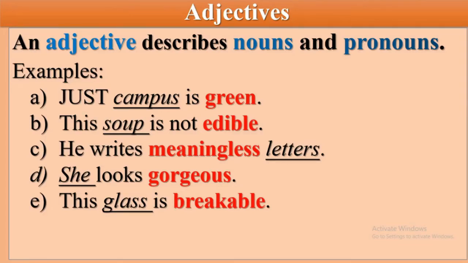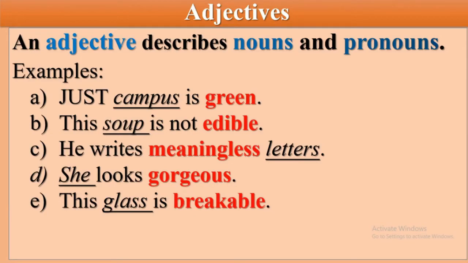Third example, he writes meaningless letters. In this sentence, meaningless is an adjective because it has modified the noun letters. So how are the letters? The letters are meaningless. Fourth example, she looks gorgeous. So how does she look today? She looks gorgeous. So how is she? She is gorgeous. In this sentence, she is a pronoun and it has been modified by the adjective gorgeous.